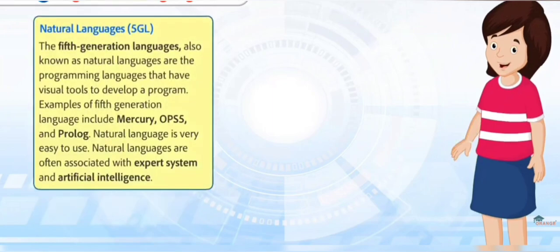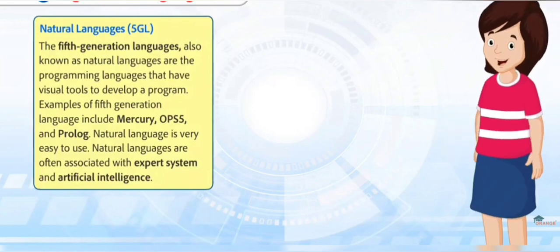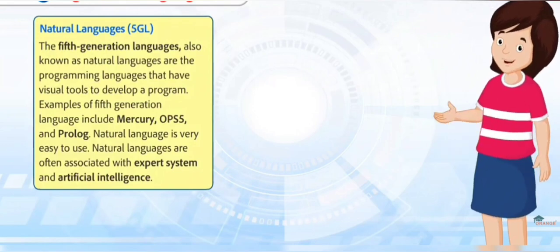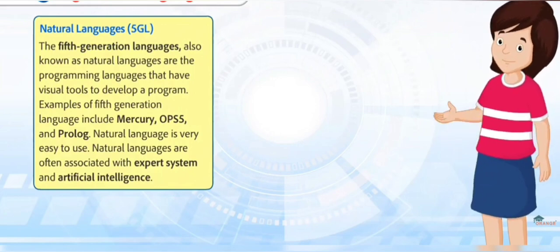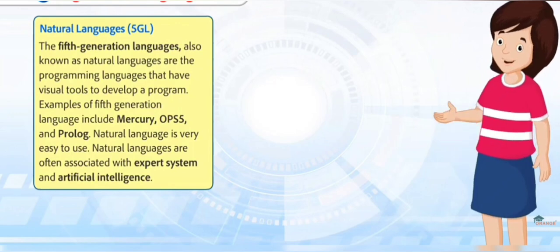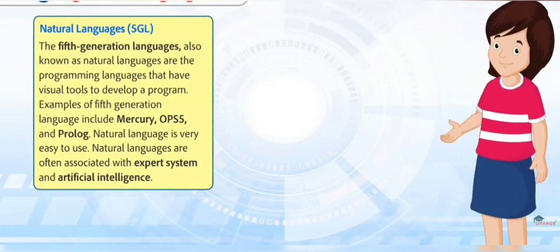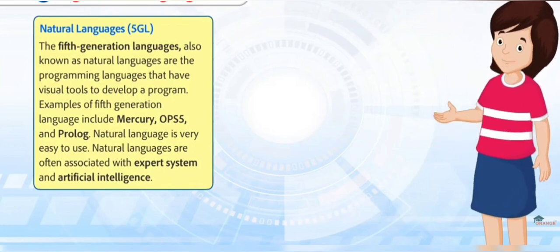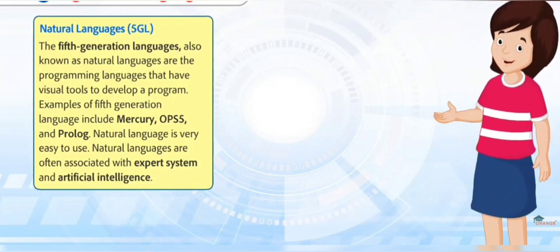Last part, natural language, that is fifth generation language. The fifth generation language, also known as natural language, has visual tools to develop programs. It is a subfield of AI, that is artificial intelligence, that deals with the ability of computers to understand and process human language. Some examples of this generation of language are Mercury, OPS5 and Prolog. This is very easy to use and these languages are often associated with expert systems.